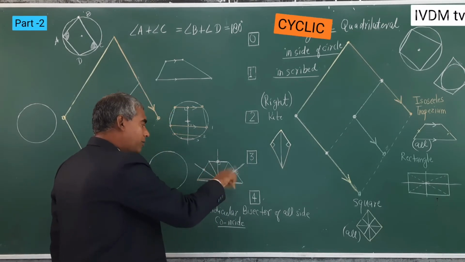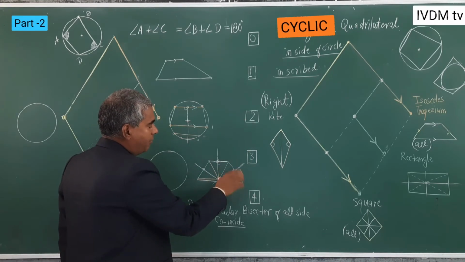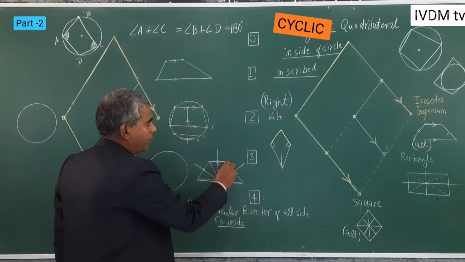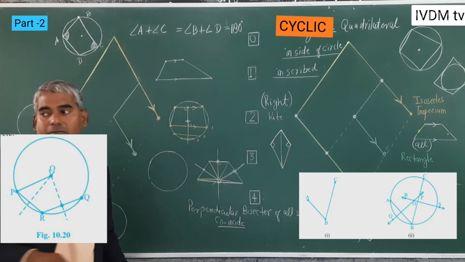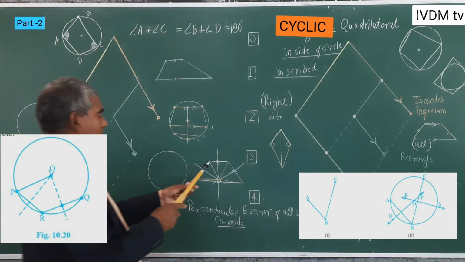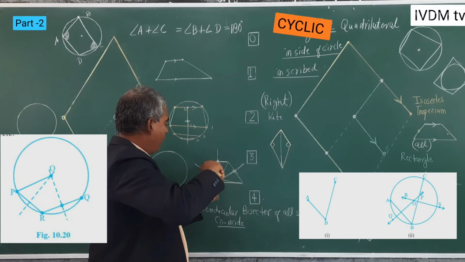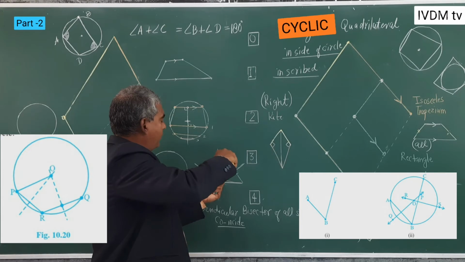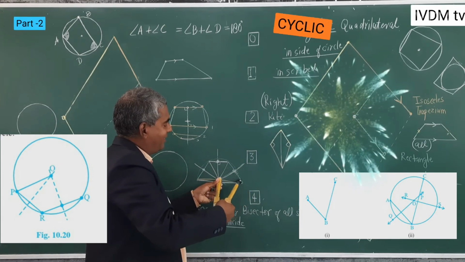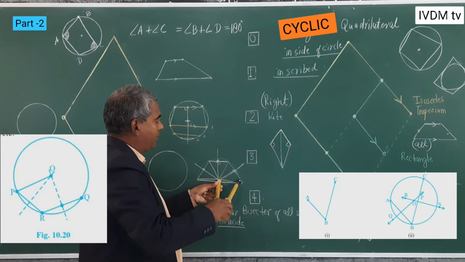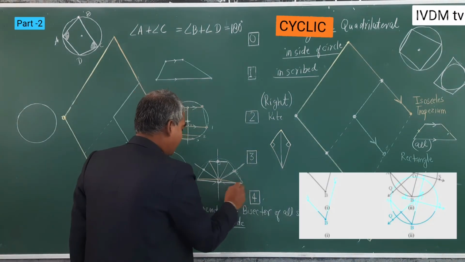This always happens in an isosceles trapezium. So this will be equal, this all will be equal. Even though I have made only a rough figure, it appears to be equal. The four sides are equal here, somewhat disturbed.